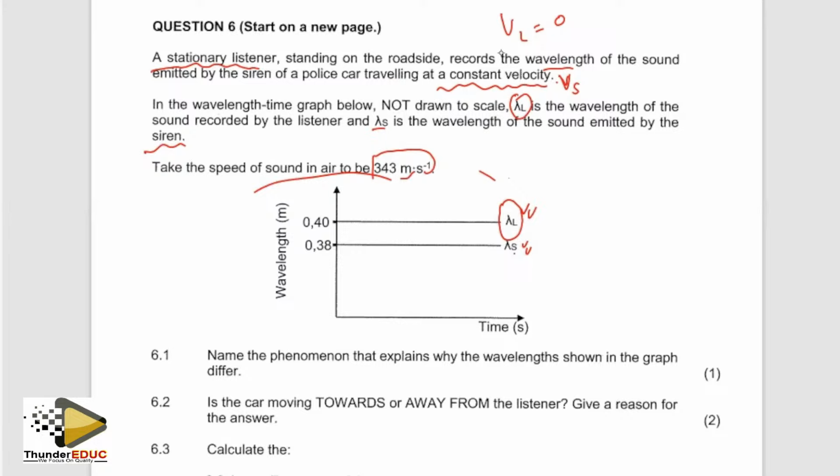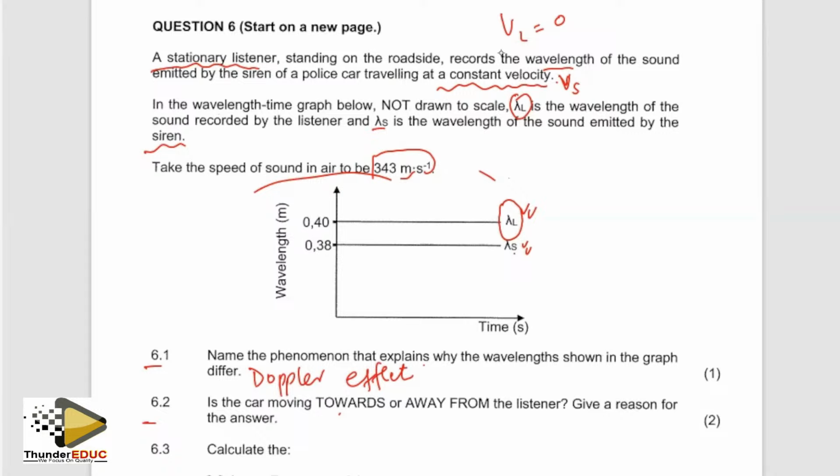All right, 6.1. Name the phenomenon that explains why the wavelength shown in the graph will differ. So that phenomenon is what we call the Doppler effect. Then question 6.2: is the car moving towards or away from the listener? We must give a reason for the answer.